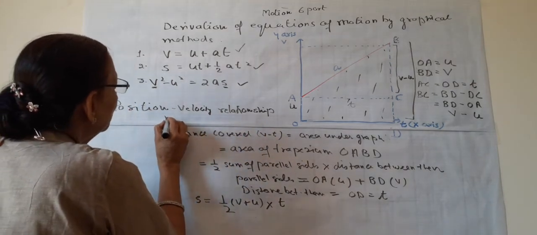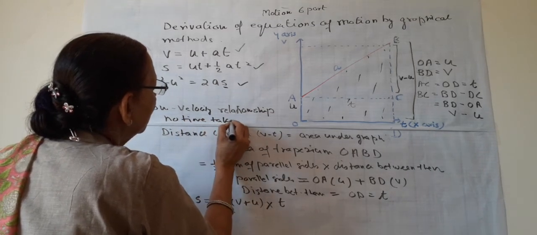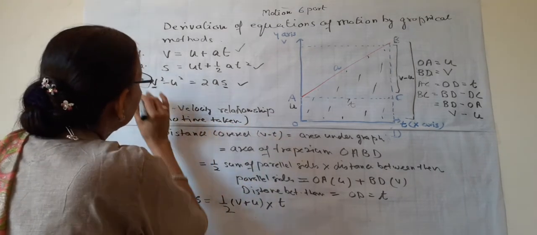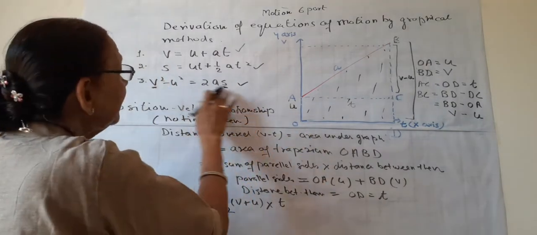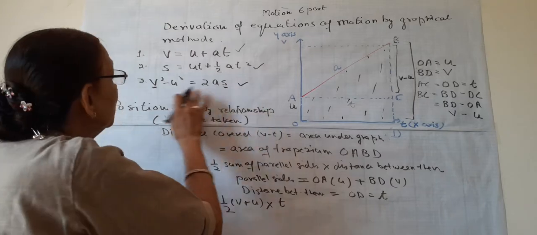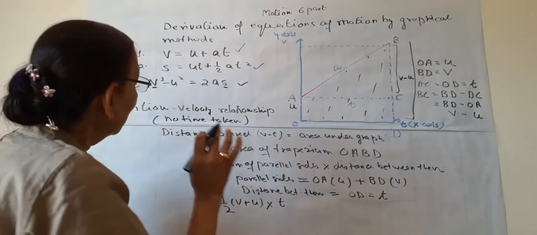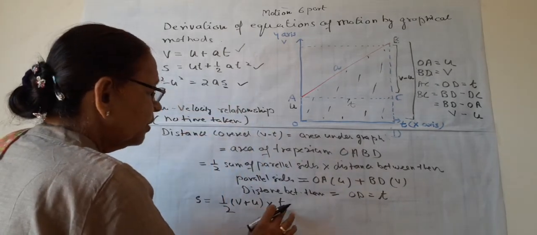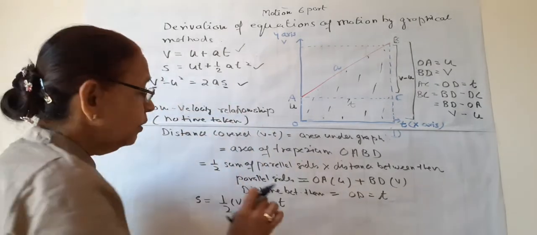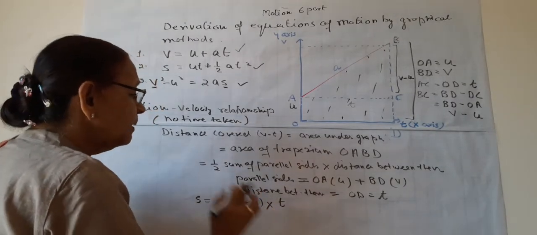Now this is the third one, the position velocity relationship. There is no time taken. Time is not taken in this equation. Time is eliminated. Have you seen t? There is no t. So time is excluded from this equation. But in this equation, we have time. So we will exclude this time from this equation.